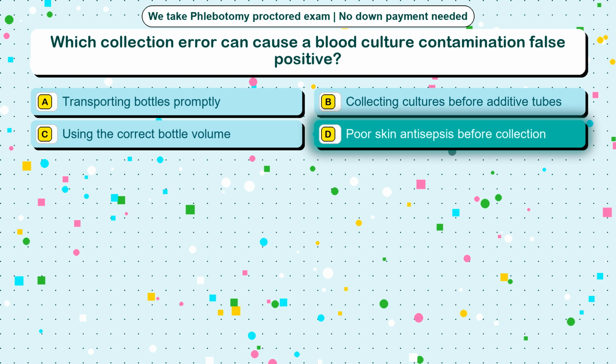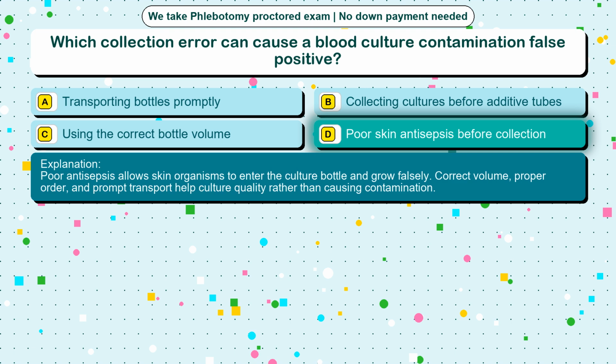The correct answer is option D. Poor skin antisepsis before collection. Poor antisepsis allows skin organisms to enter the culture bottle and grow falsely. Correct volume, proper order, and prompt transport help culture quality rather than causing contamination. Question 46.